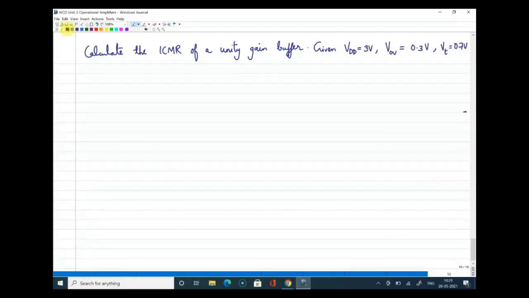And if you wonder what is a unity gain buffer, if you have an op-amp of this, a unity gain buffer is nothing but a voltage follower. So if you connect output back to the negative of the input, we can think of this as a unity gain buffer or a voltage follower. All right, now the question is calculate the ICMR value. So any hint of how to start this?